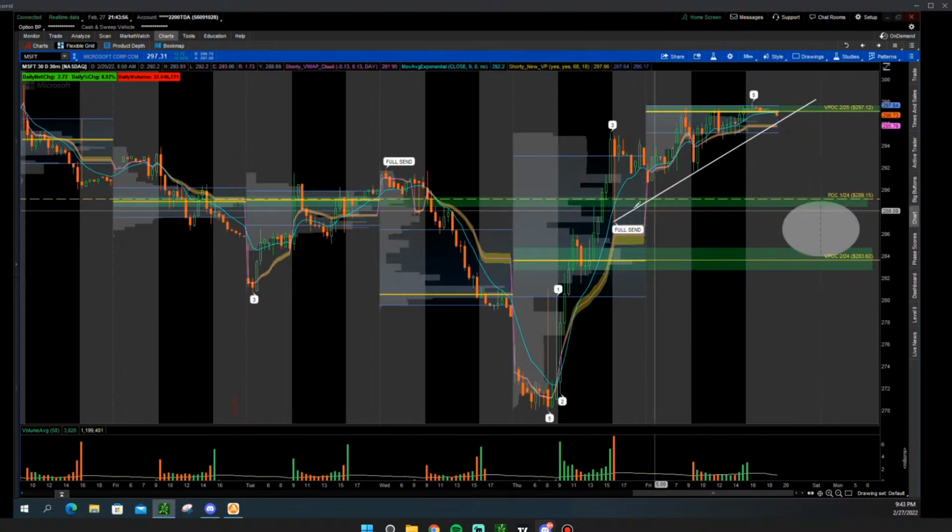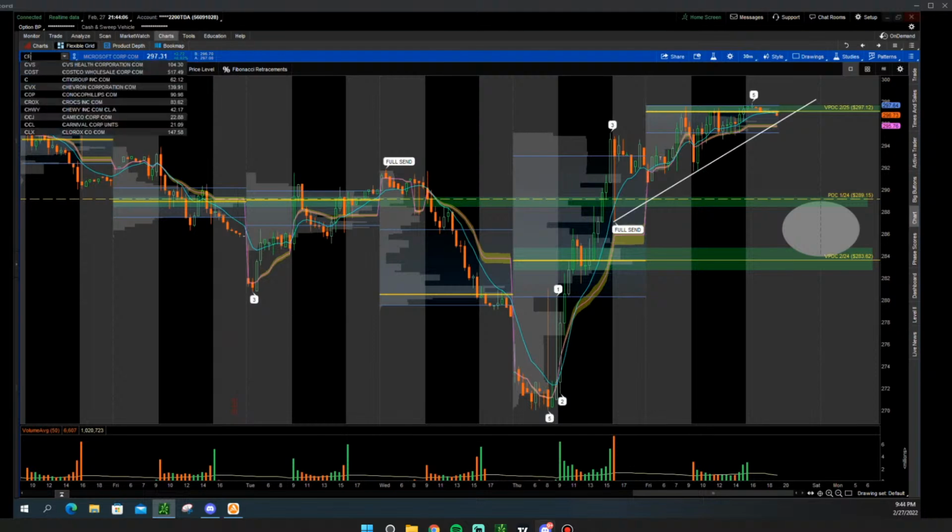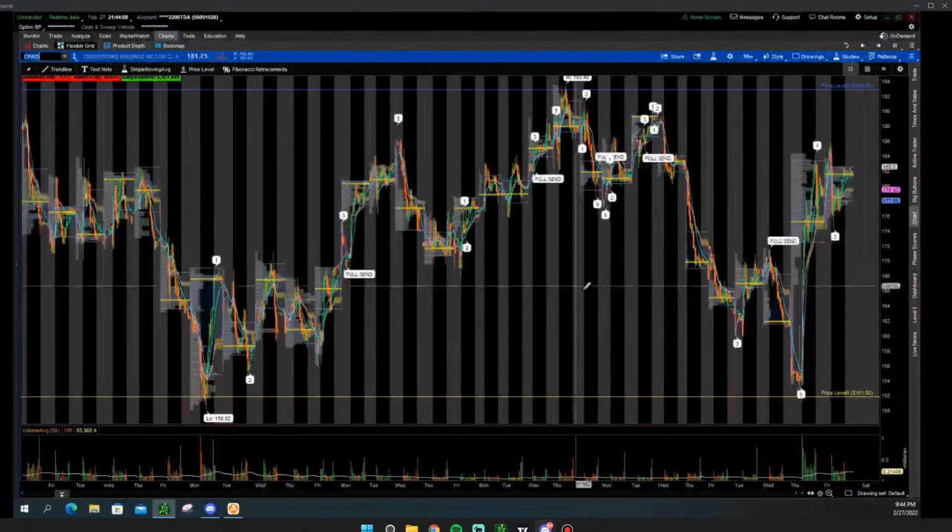This is the play we're going for tomorrow. Microsoft. What else we got? Could you look at Crowd, Shorty? Yep, I was charting it earlier. It looks like a decent setup.